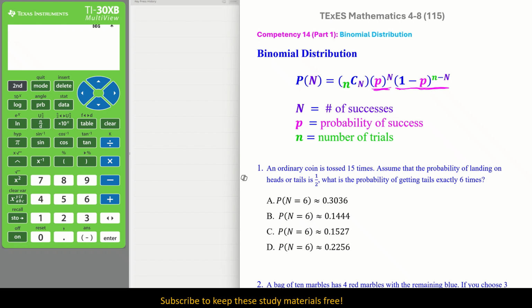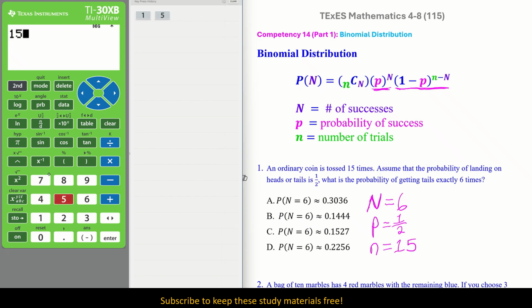Okay, so we need to figure out what is the number of trials. So let's see here. Our capital N would be the number of successes. We want 6. Our probability is 1/2. And our number of trials is 15. Okay, so we type in 15, prob, we need number 2. Now we need 6 out of those 15, so you need 6. Now we're going to multiply each of these elements together.